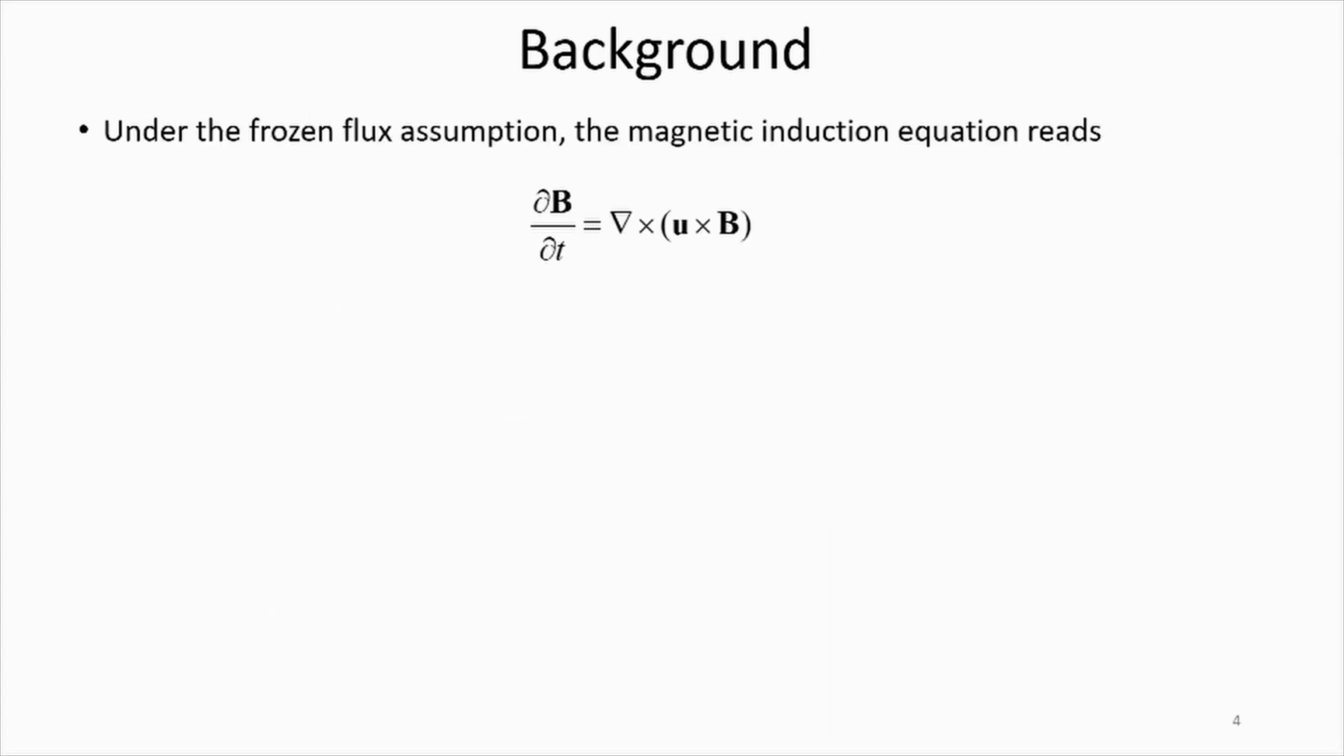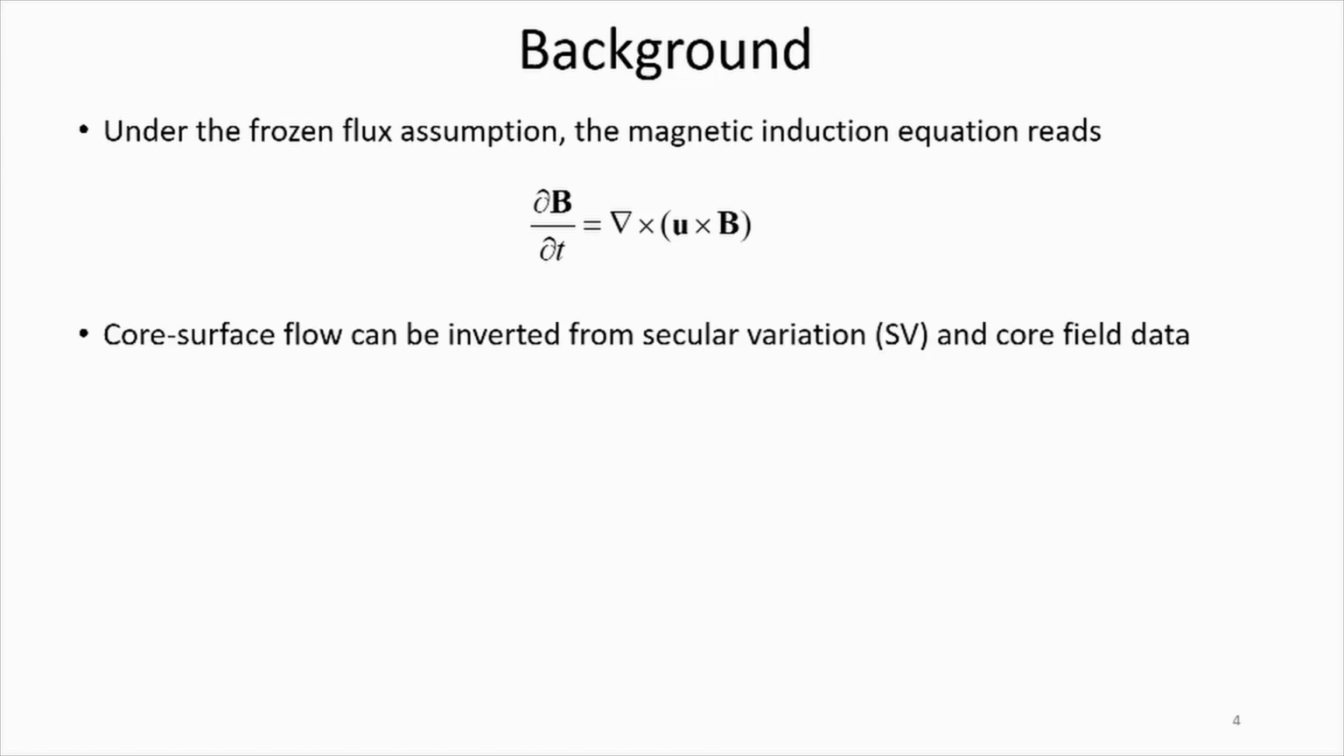With the frozen flux assumption, the magnetic induction equation takes this form. Here dB/dt is the secular variation, U denotes the core flow, and B denotes the Earth's core magnetic field. This equation shows that the interaction of core flow and the magnetic field can generate the secular variation. So from this equation, we can invert for the core surface flow if we know the secular variation and the magnetic field data.